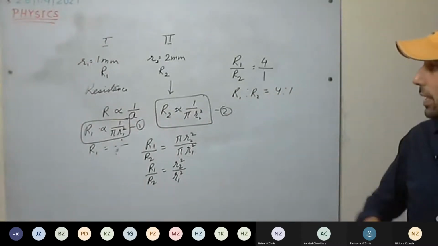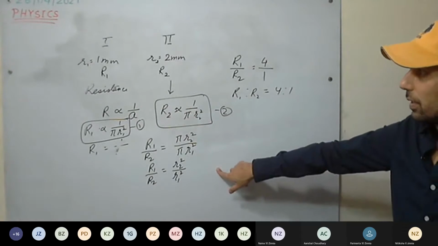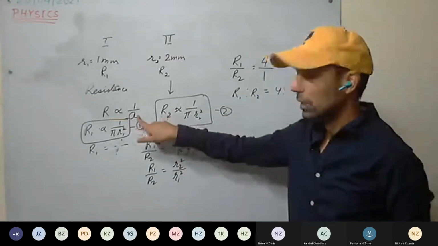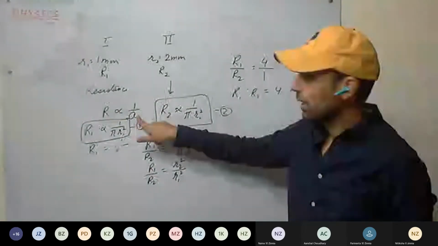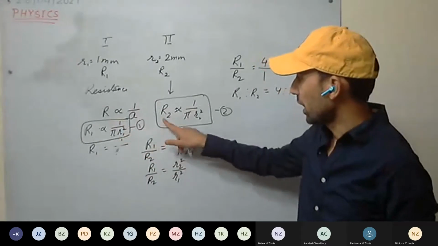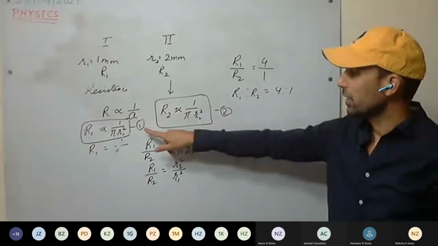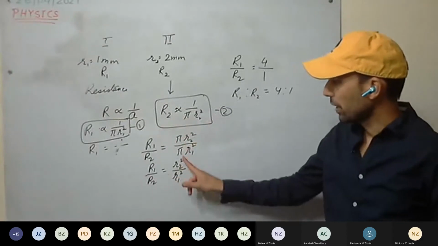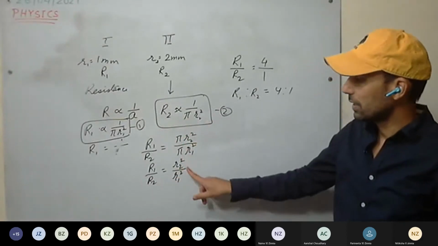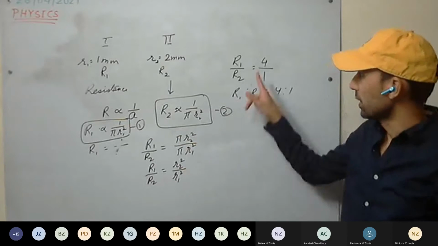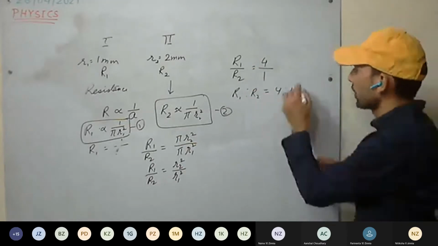Understood this one? They are inversely proportional. So R is proportional to 1 upon area. R1 will be proportional to 1 upon pi R1 square, and R2 will be proportional to 1 upon pi R2 square. We are dividing first by second, and we got this one, pi got cancelled. How are R1 and R2 related? R2 square upon R1 square. This way we have got it.